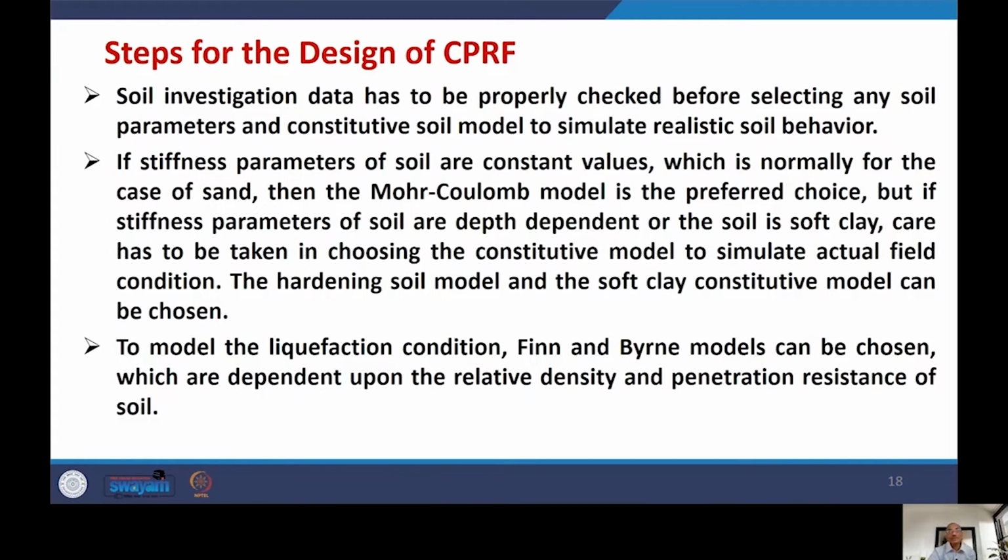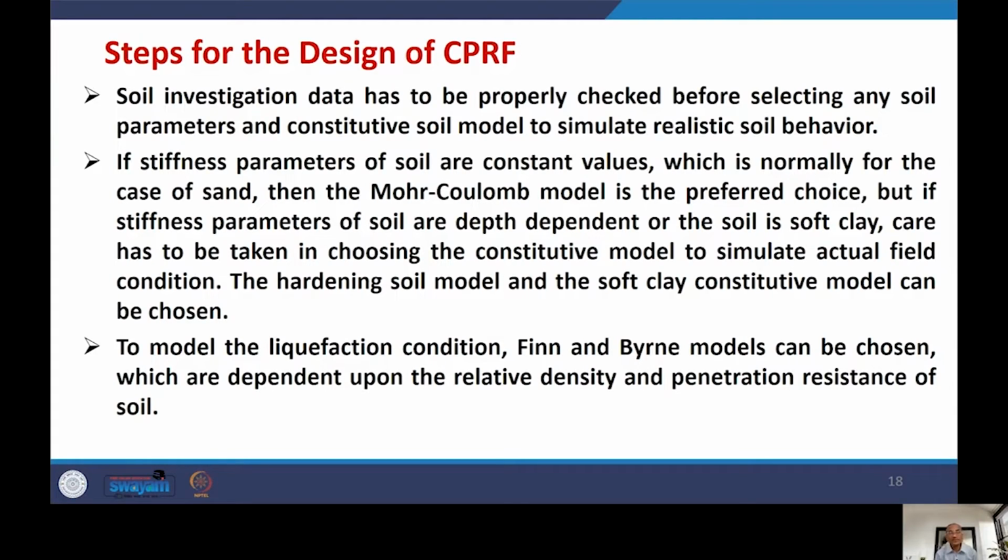Steps for the design of CPRF. Soil investigation data has to be properly checked before selecting any soil parameters and constitutive soil model to simulate realistic soil behavior. If stiffness parameters of soil are constant values, which is normally the case for sand, then the Mohr-Coulomb model is the preferred choice. But if stiffness parameters of soil vary with depth, for example in the case of soft clay, then care has to be taken in choosing the constitutive model to simulate actual field conditions. The hardening soil model and the soft clay constitutive model can be chosen.